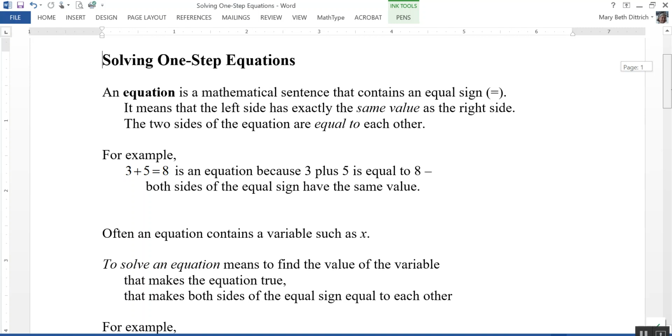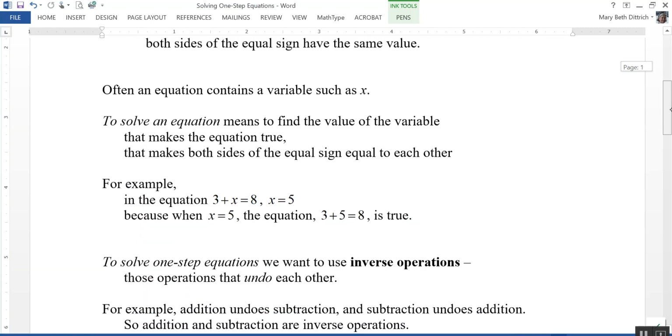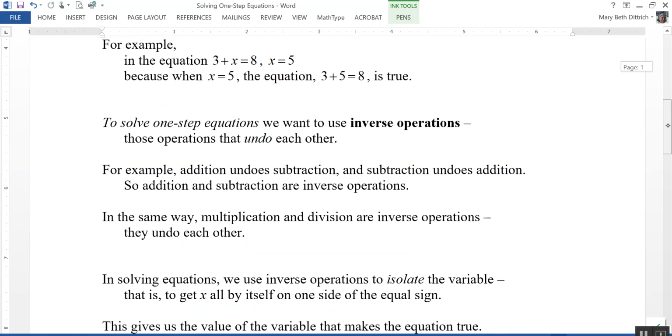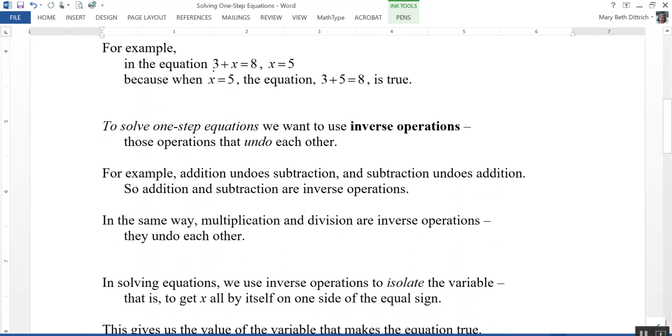So for example, in the equation 3 plus x equals 8, x is equal to 5, because when x equals 5, the equation 3 plus 5 equals 8 is true.